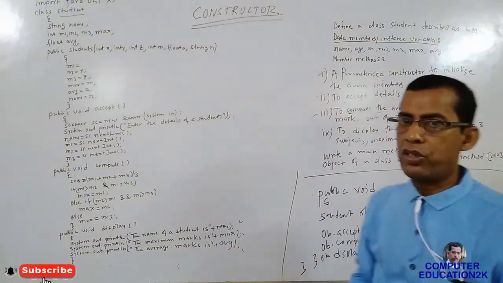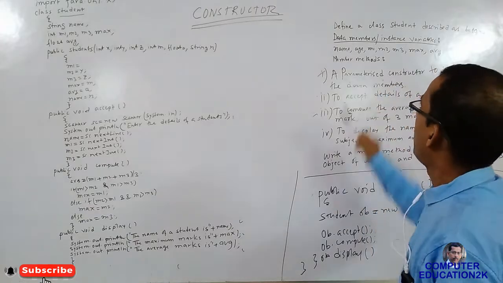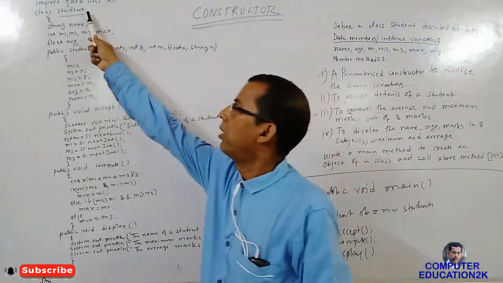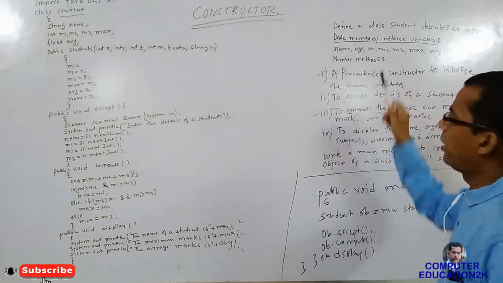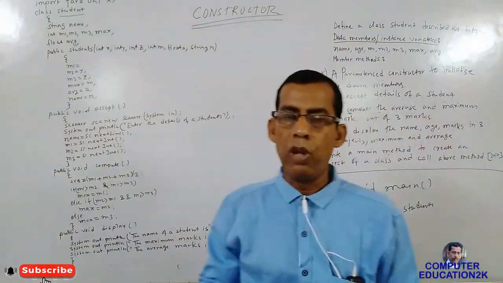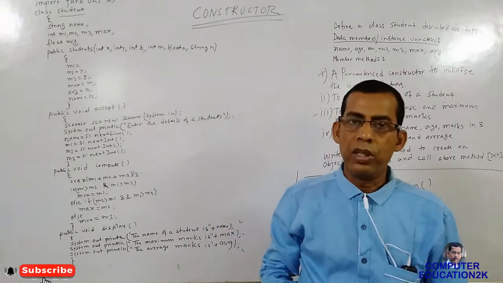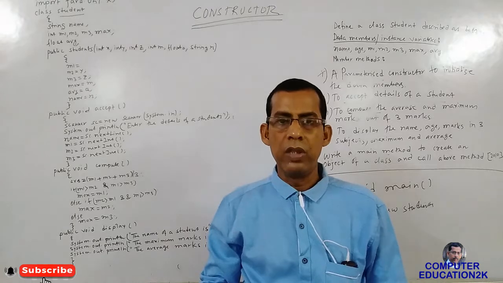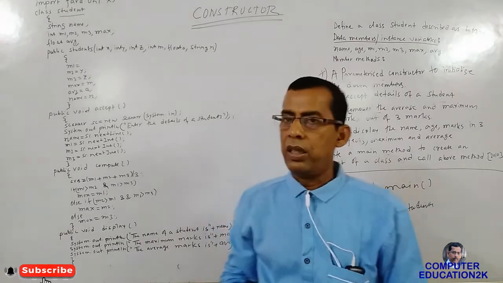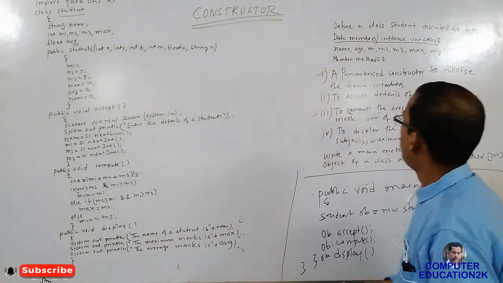In the question, the class name is student. So I have taken the class name here, class student. Okay. And the variables are given here: name, age, M1, M2, M3. M1, M2, M3 are 3 subject marks. Then max for maximum and AVG for average. And then these variables are given.